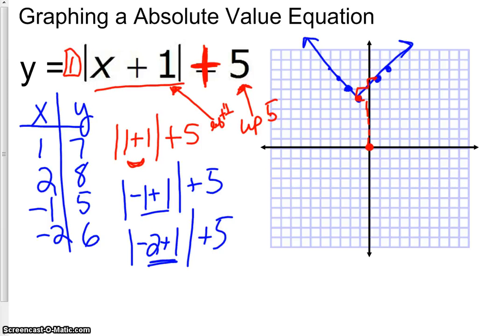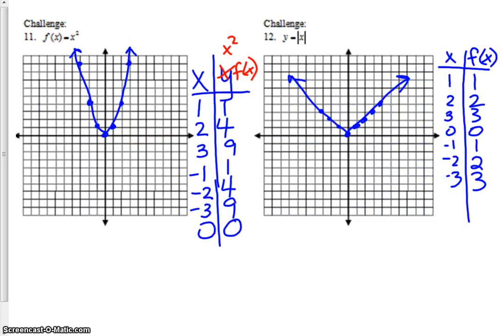We'll go over another absolute value here in a minute. But this is review. You should have seen absolute values last year in Algebra 2. We'll go over more in a bit. Sorry about that.